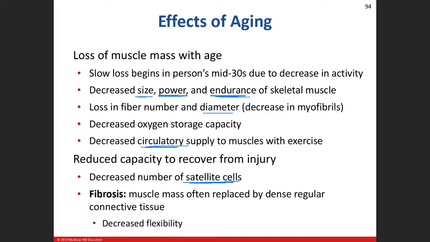Connective tissue doesn't have the same characteristics and properties as muscle. It's not conductive, it's not elastic, it can't contract. So we start to lose function because we're replacing that muscle tissue with fibrotic tissue, and that's dense connective tissue. It can't stretch, and therefore you don't have the flexibility you did before. So now you're actually making it easier to injure yourself.